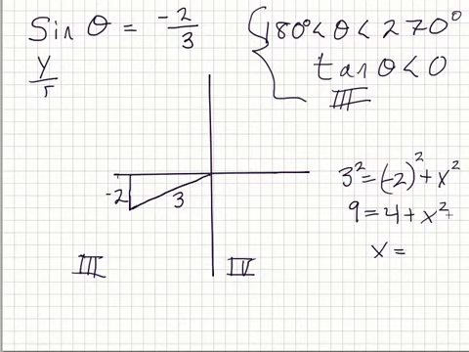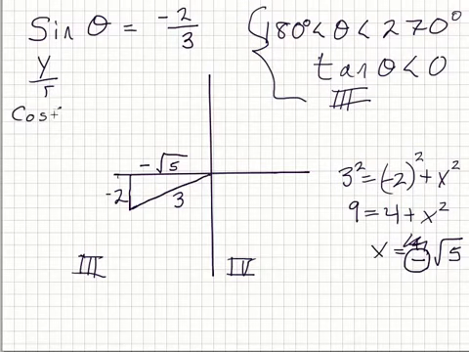X is going to be, now we start looking at positive and negative, X could be either positive or negative square root of 5. Because we know it's in the third quadrant, that tells us we have to use the negative. So we'll ignore the positive option, and we have that x is the negative square root of 5. From that we can derive all of our other functions. Cosine theta is going to be x over r, so that'll be negative square root of 5 over 3.